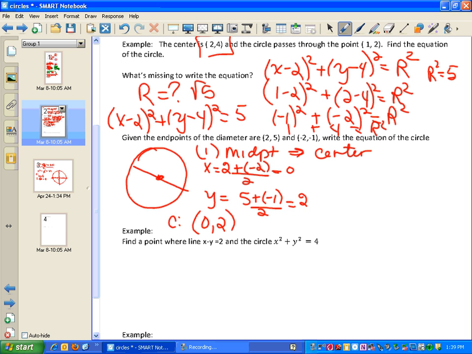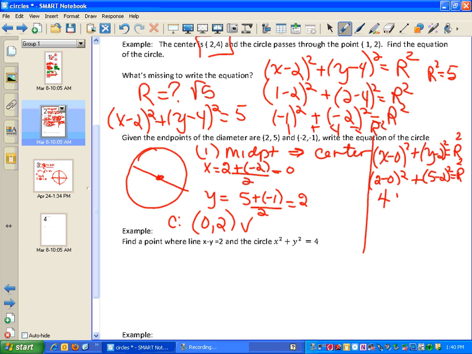All right, so if we know the center and we know another point on the circle, I can do x minus 0 squared plus y minus 2 squared is equal to r squared. And I can figure out my radius by plugging in, yes? Does it matter which point I choose? No. So I'll do the first one because it's just first. 2 minus 0 squared plus 5 minus 2 squared is r squared. So that's 4 plus 9 is r squared. So what is r squared? And so I want to write the equation. That means it's going to be x minus 0, which we're just going to say as x squared plus y minus 2 squared is equal to 13.